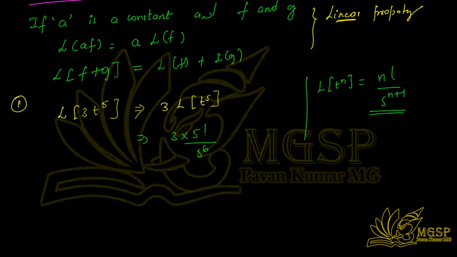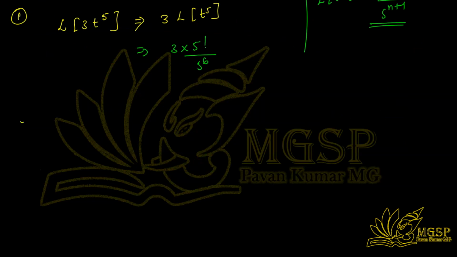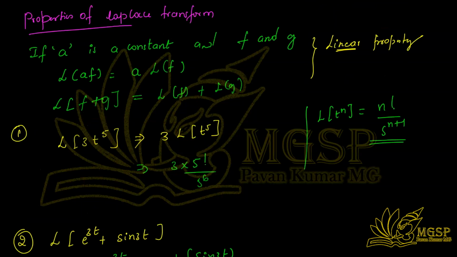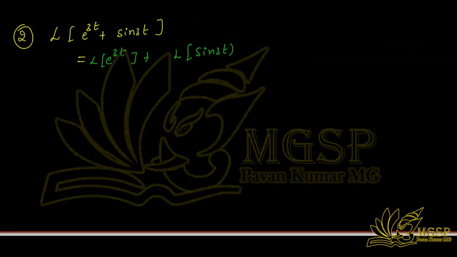Now we shall see one more question. Question number 2: Laplace of e power 3t plus sine 3t. So what does this become? This becomes Laplace of e power 3t plus Laplace of sine 3t. So we have used this property now, and there is one more property here. Now how can we solve this?